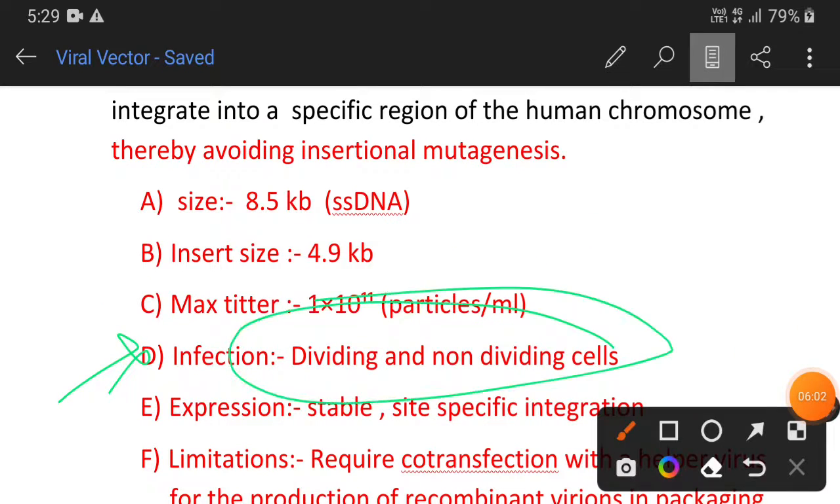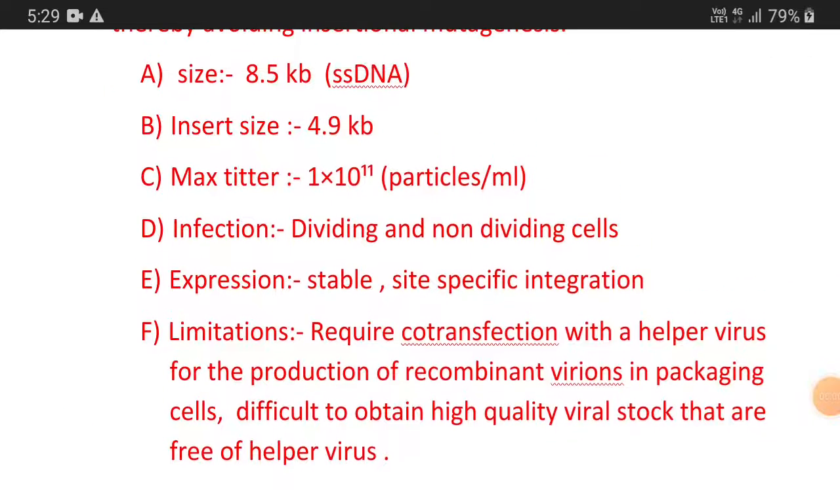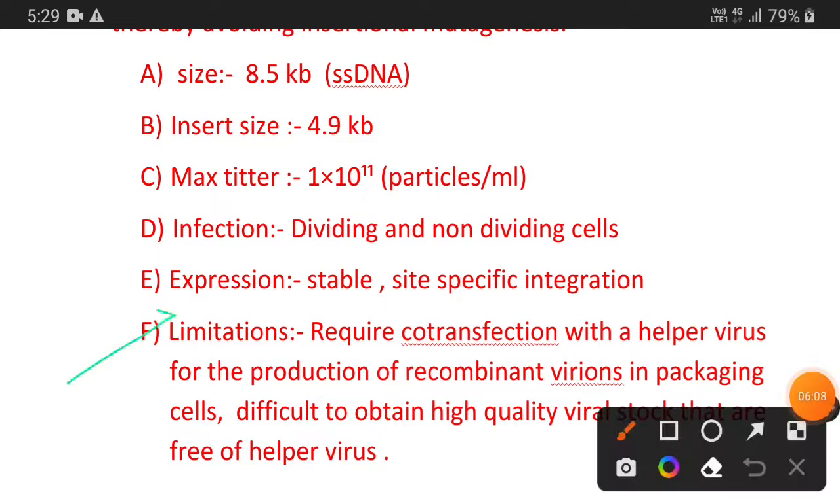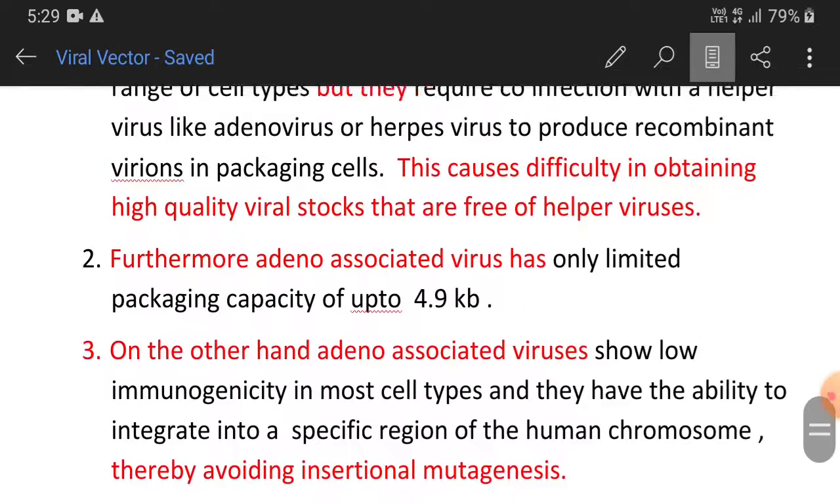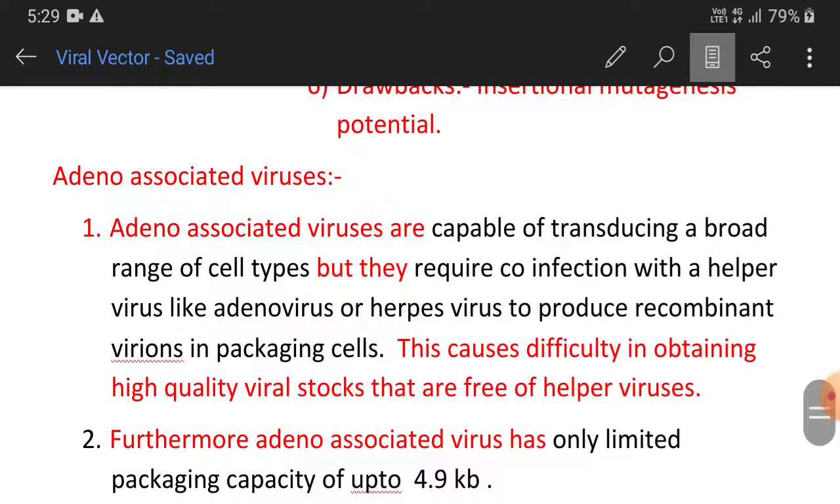Infection: dividing and non-dividing cells. Expression: stable site-specific integration. And it requires co-transfection with a helper virion for the production of the recombinant virion in the packaging cell. It is difficult to obtain high quality viral stock that is free of helper virus. Okay, so that is the ending of this lecture.